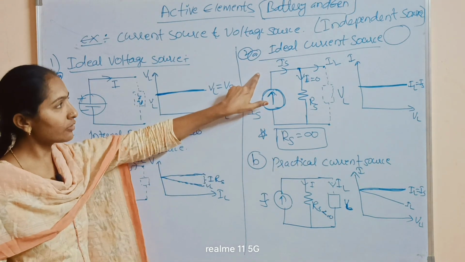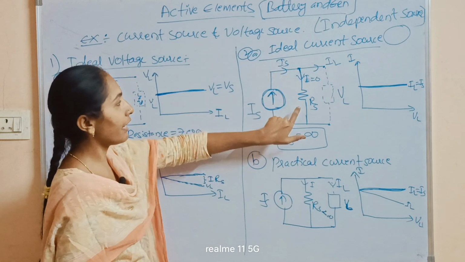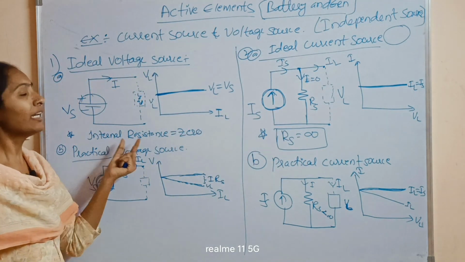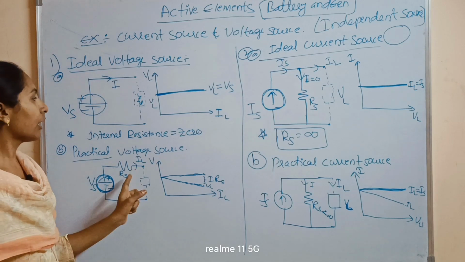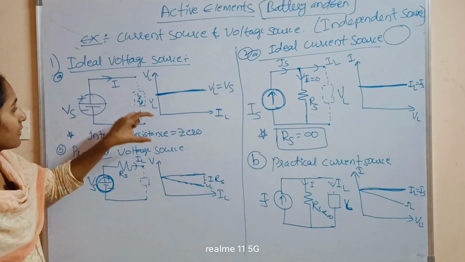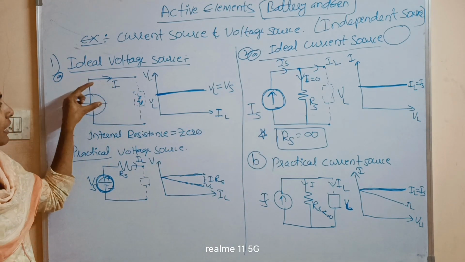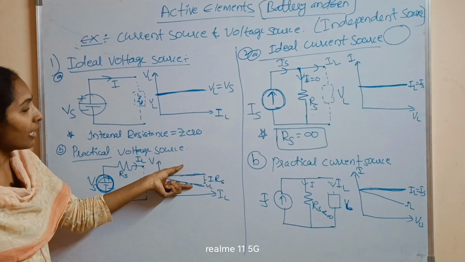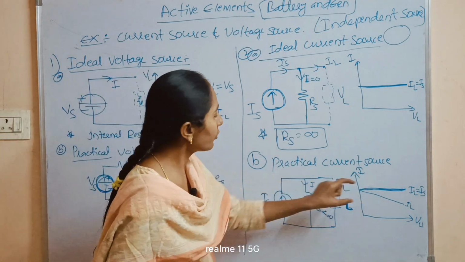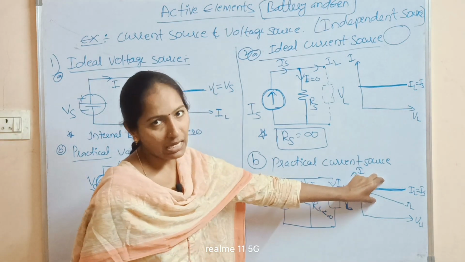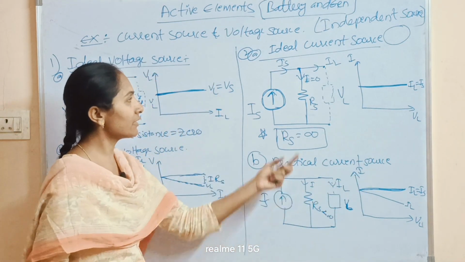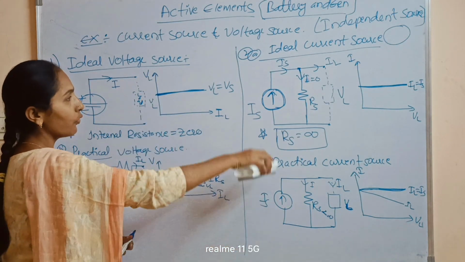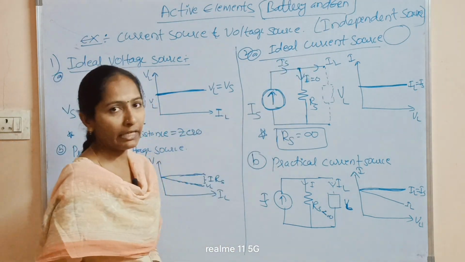An ideal current source has infinite internal resistance, and an ideal voltage source has zero internal resistance. Coming to practical, due to this resistance, some resistance appears in series with the source, so this drop will occur. And here also, due to this resistance, some drop occurs. These two are the ideal consideration, and now these four come under independent sources.